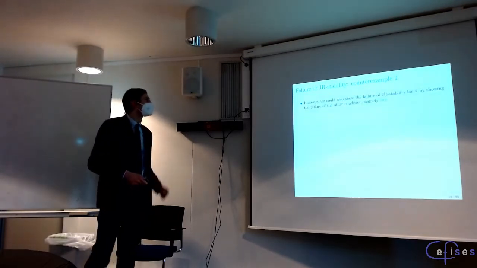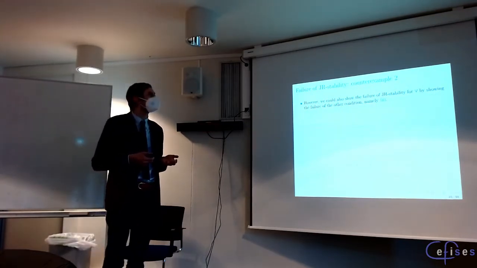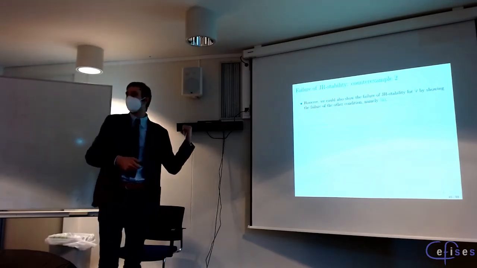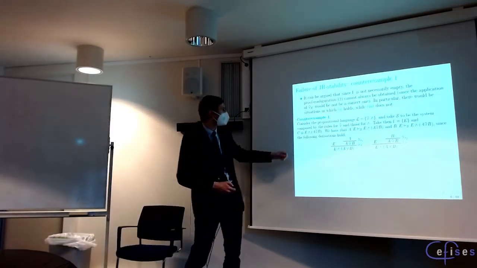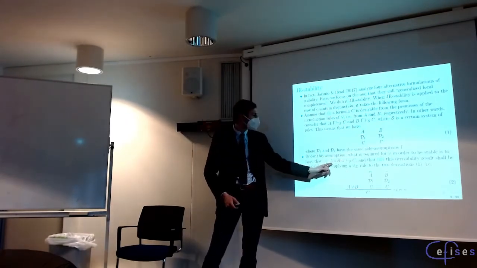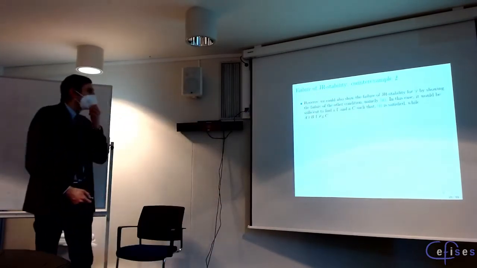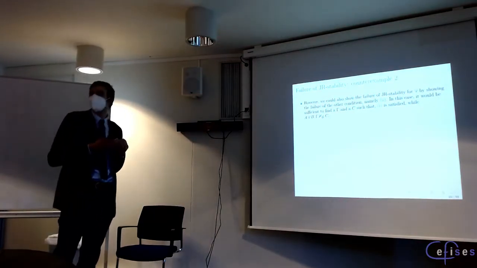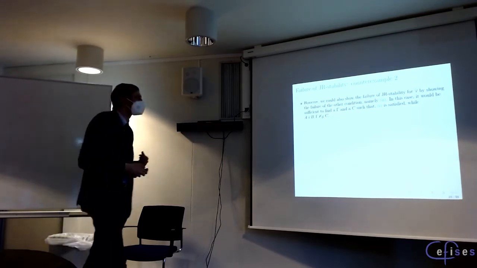Yes, but you can say, however, we could also show the failure of the JR stability for the quantum disjunction by showing the failure of the other condition, namely the fact that a certain C is derived from A quantum-or B. In this case, you should have point one that is satisfied, but you would have point two that is not satisfied. And so again, you have the failure of the condition.